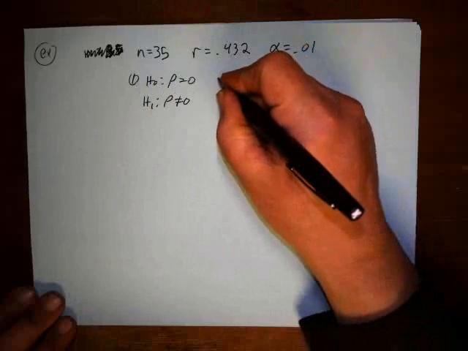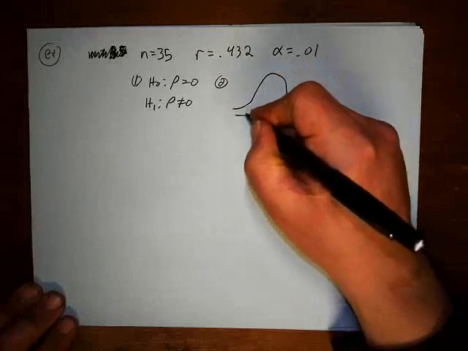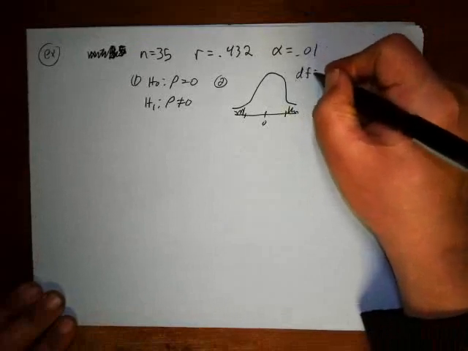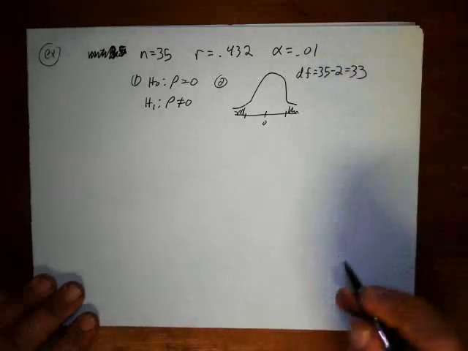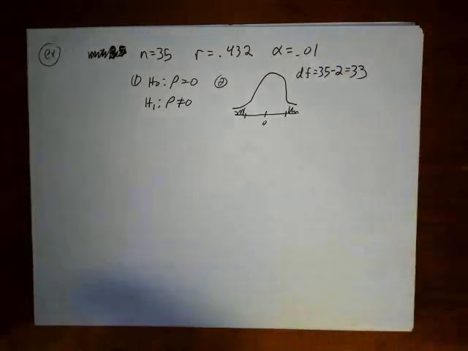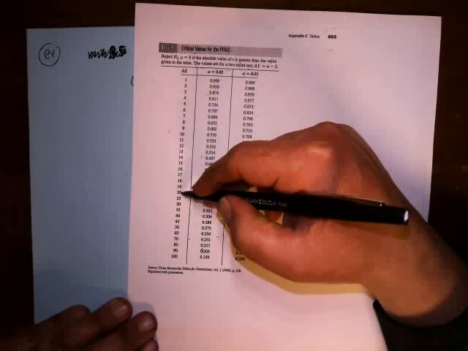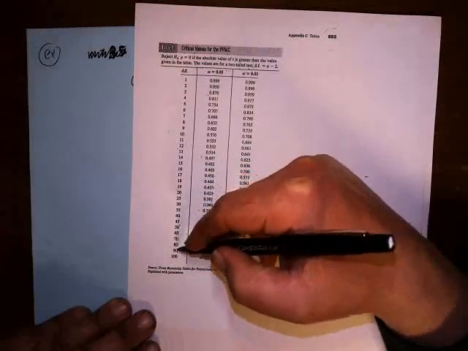Okay, so then my rejection region: my alpha is 0.01, the degree of freedom is 35 minus 2, which is 33. Now when you look at this table, and this is one reason for doing this one, you can see that the degrees of freedom go up by 1s until you get to 20, and then they go up by 5s until you get to 50, and then after that they go up by 10s. So a degree of freedom of 33 here.